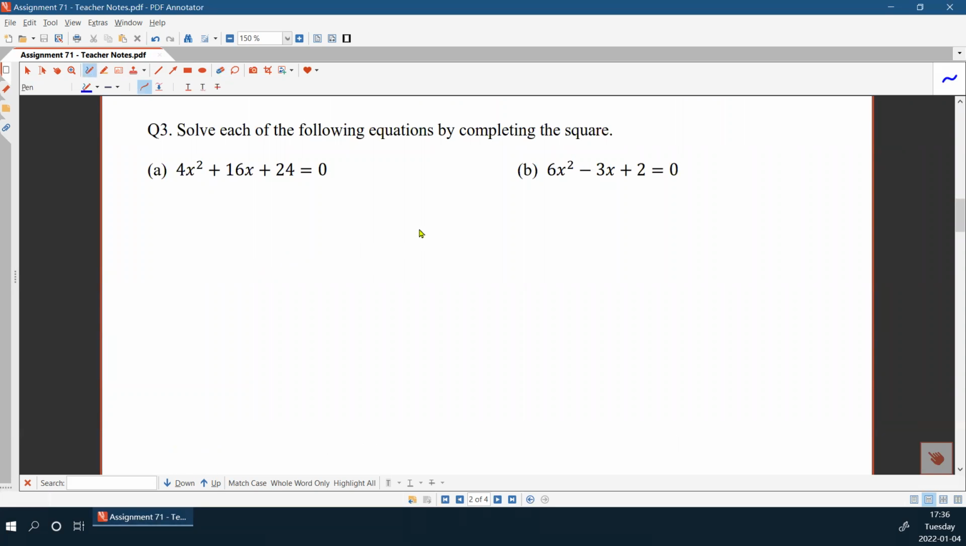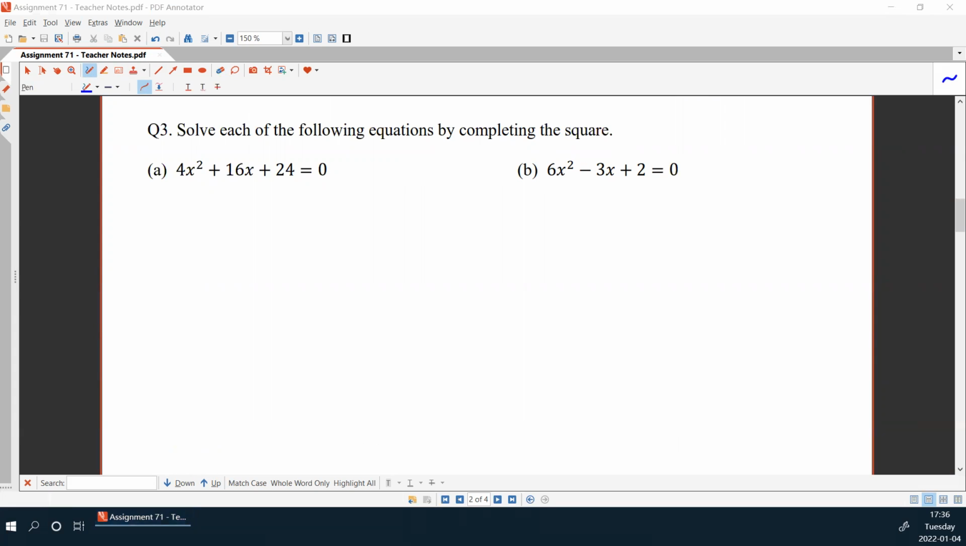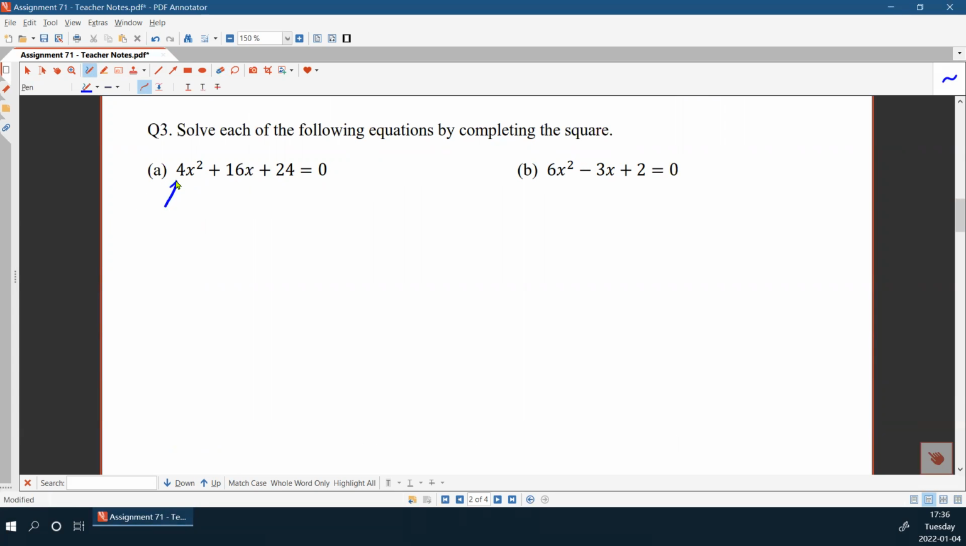Question 3, solve each of the following equations by completing the square. This question asks us to specifically use the completing the square method to solve each of the following equations. First of all, note here, usually if the leading coefficient is not 1, we can divide both sides of the equation by the leading coefficient, right? So first of all, we can divide both sides by 4.